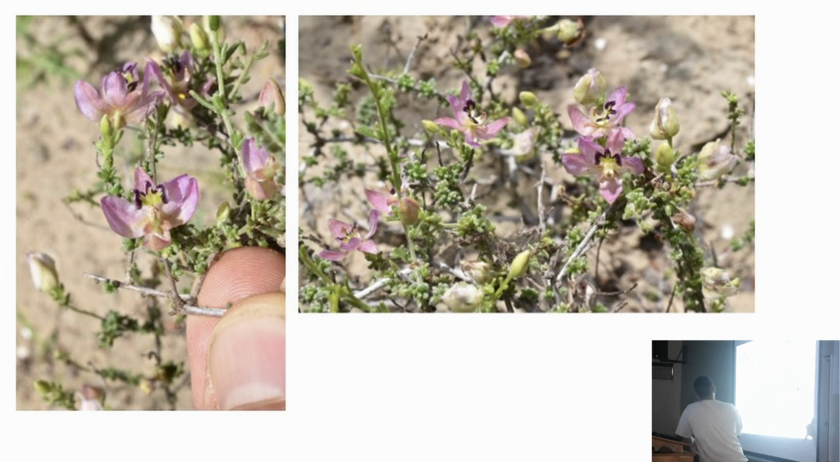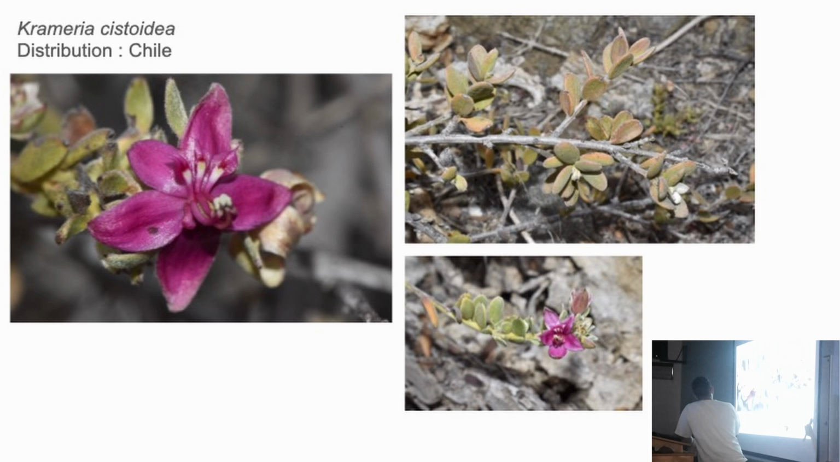See, there's it after a good rain. And then you get Cremeria cystoidea in Chile, which again, I had no idea this was a Cremeria. We were looking around and I came across this plant, and I saw foliage, but before I saw the flowers, I said, holy hell, this is a Cremeria. That's wild. I didn't know they came down here.